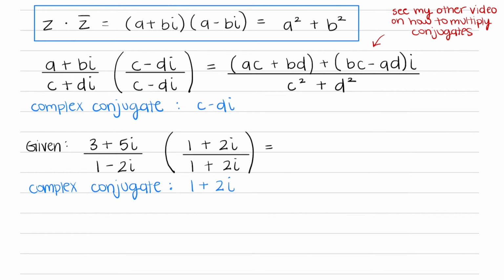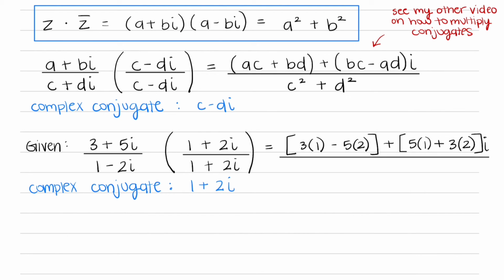So to multiply 3 plus 5i times 1 plus 2i, we would multiply the first terms, 3 times 1, minus the second terms, 5 times 2, plus, and now multiply the opposite terms, so 5 times 1 plus 3 times 2, all times i. And in the denominator, 1 minus 2i times 1 plus 2i, following the formula, would just be the first term squared plus the second term squared. So in this case, it's just 1 squared plus 2 squared. Let's go ahead and reduce.